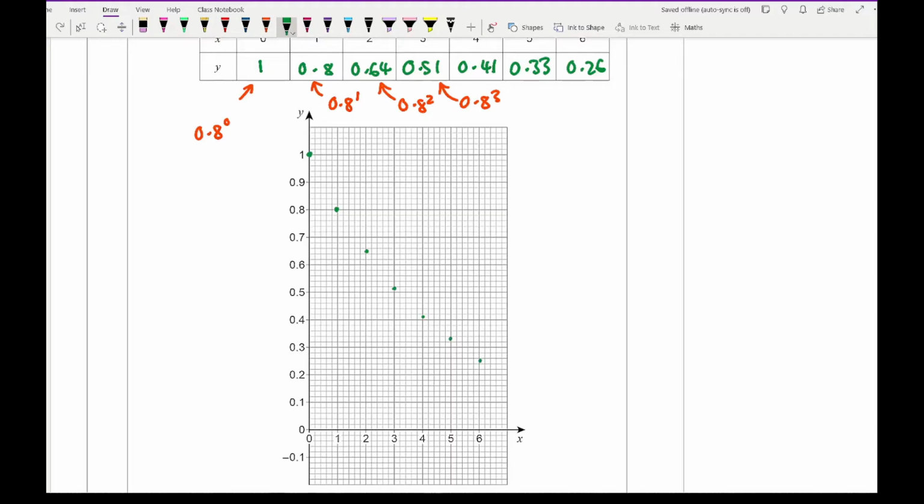Now, actually, I did say to 1 decimal place. I would actually say 2 decimal places would be absolutely fine, because we've got those little boxes going up in 0.2. So the next thing we then need to do is just carefully join those points up with a curve.